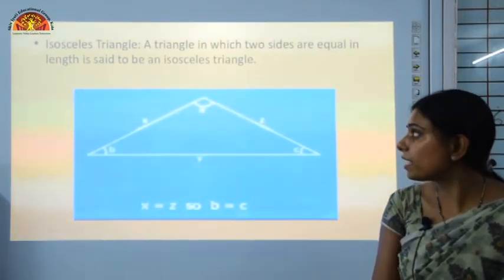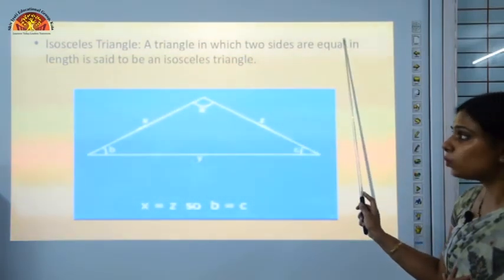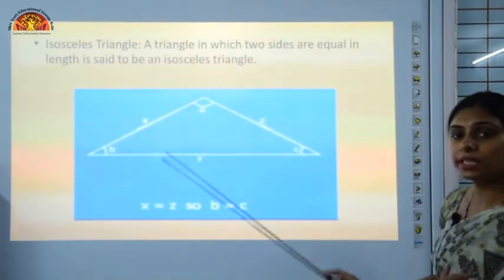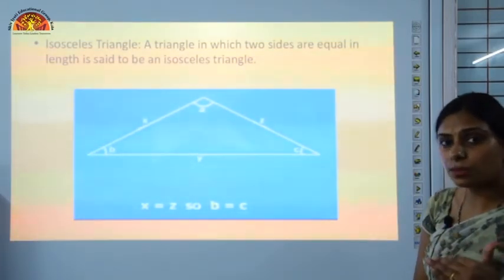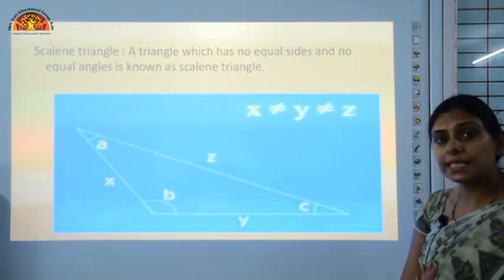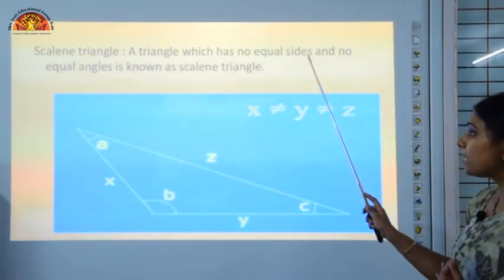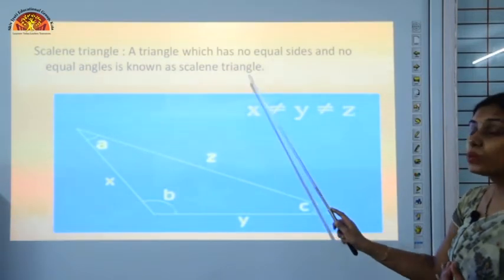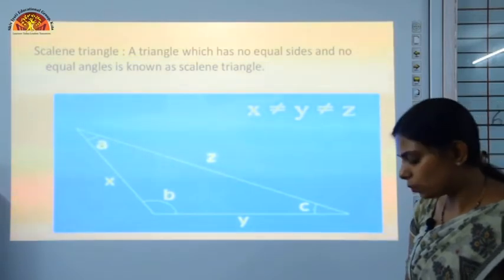Now isosceles triangle, a triangle in which two sides are equal in length is said to be an isosceles triangle. So in case of isosceles triangle, the two sides of the triangle are equal as well as the base angles are also equal. Next is the scalene triangle, a triangle which has no equal sides and no equal angles is known as scalene triangle. So in case of a scalene triangle, no sides and no angles are equal.